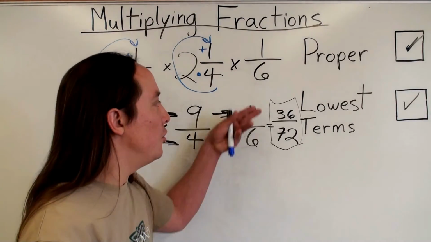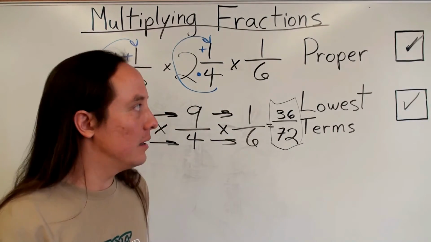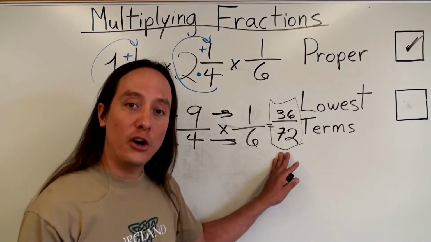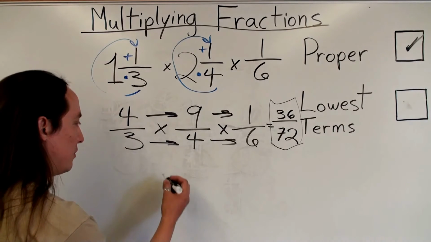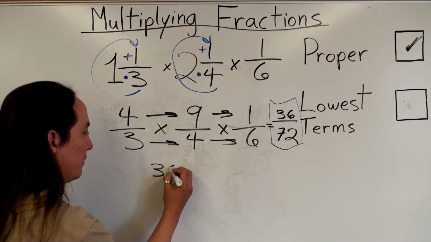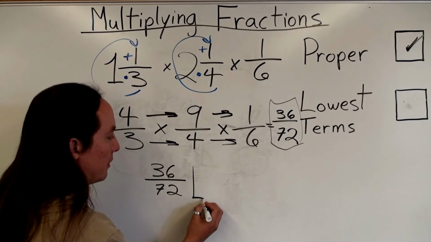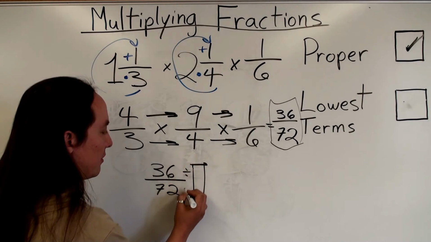Now, is the fraction proper? Yeah, it is. The numerator is smaller than the denominator. So we already have a check there, so I'll just erase that one. Is it in its lowest terms? No, it's not in its lowest terms. I'll rewrite it over here. Okay, and then I know that I need to reduce, so reduction is going to be a division.